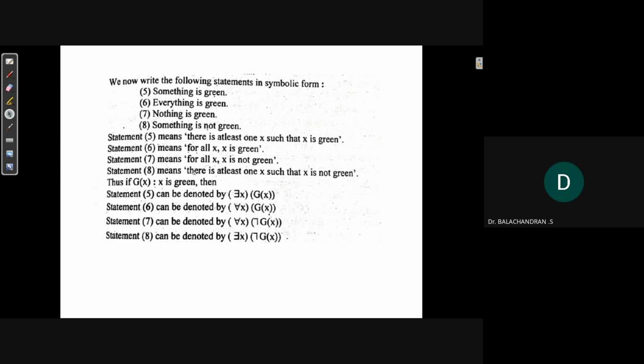Something is not green means there is at least one x. X is not green. So there is at least one. So there exists an x such that x is not green. So first you should understand these concepts. So next I will go to the next slide.